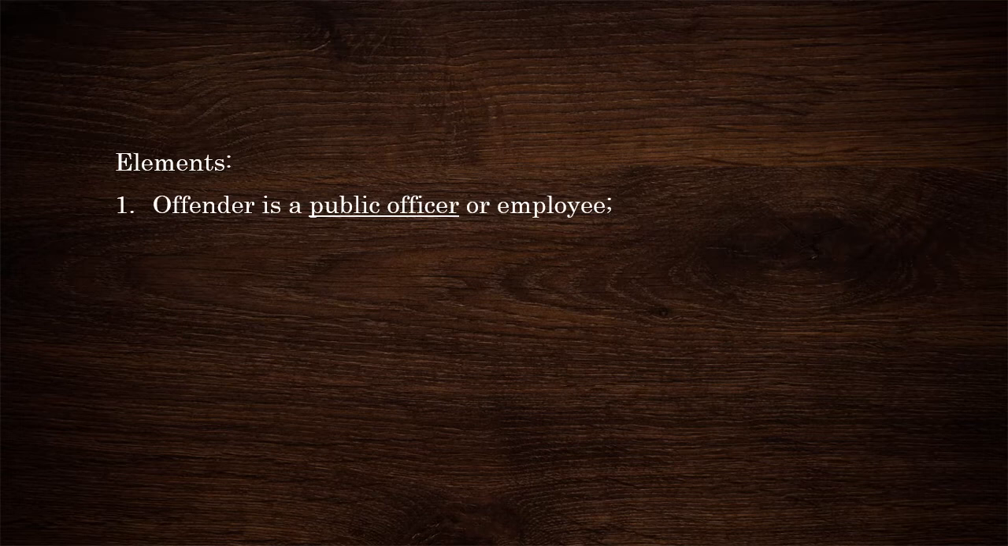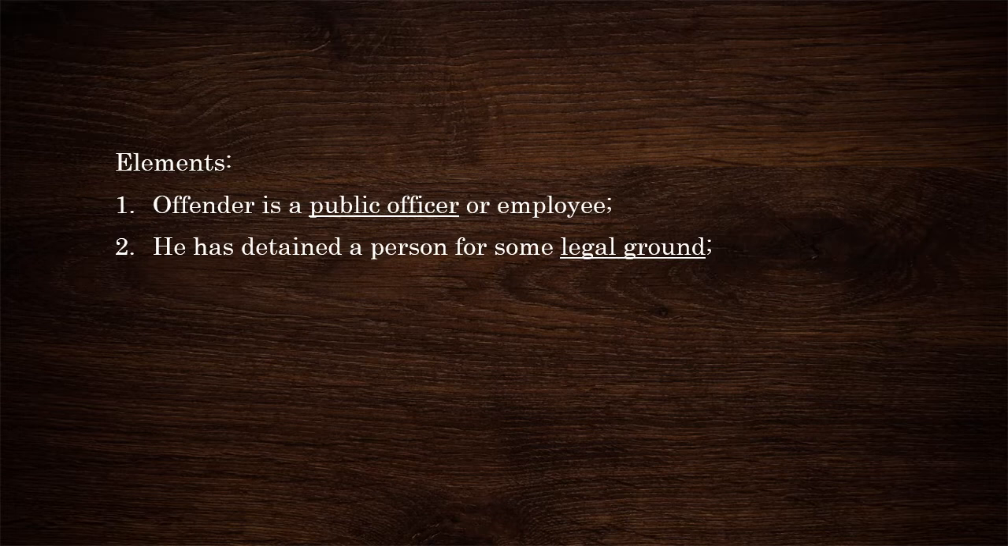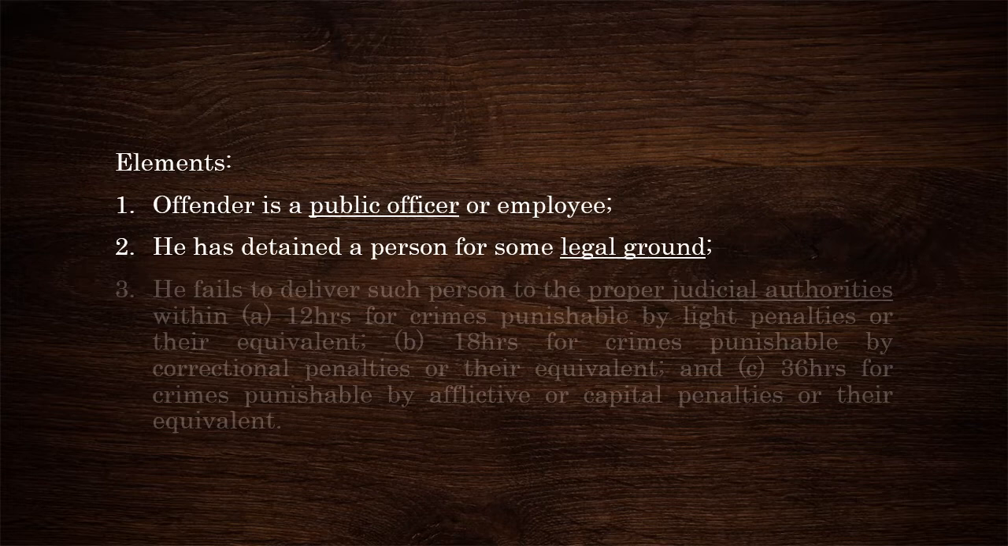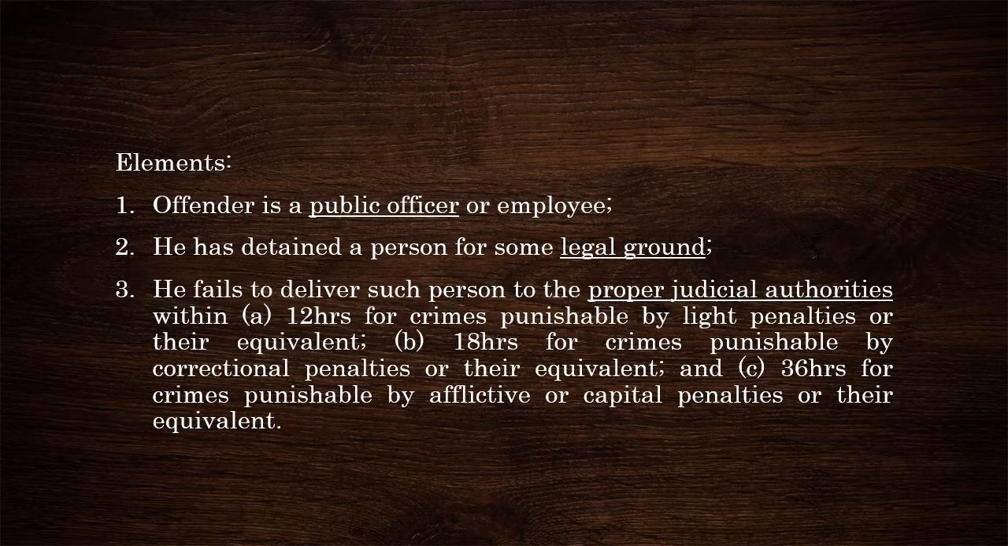What are the elements of Article 125? Number one, the offender is a public officer or employee, similar to Article 124. Number two, he has detained a person for some legal ground. And number three, he fails to deliver such person to the proper judicial authorities within, letter A, 12 hours for crimes punishable by light penalties or their equivalent, letter B, 18 hours for crimes punishable by correctional penalties or their equivalent, and letter C, 36 hours for crimes punishable by afflictive or capital penalties or their equivalent.